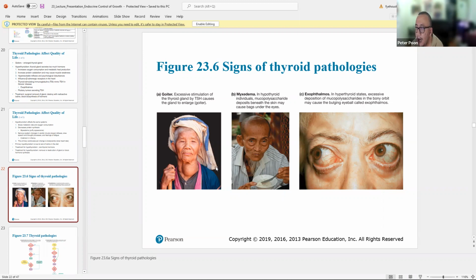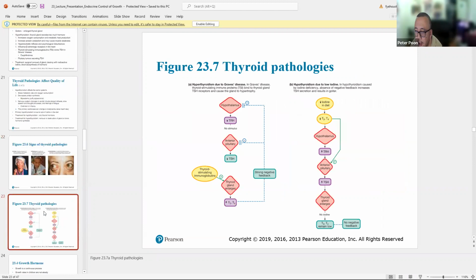So myxedema, you can see the bulges under the eyes and stuff. Hypothalamus. So there we go.